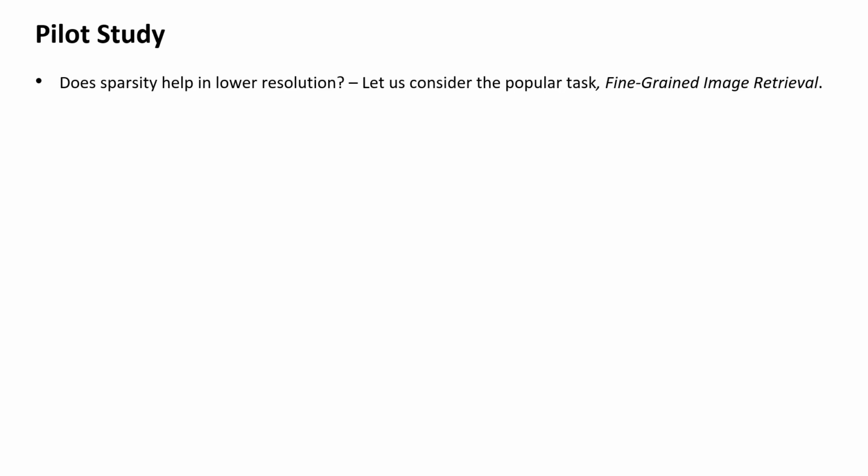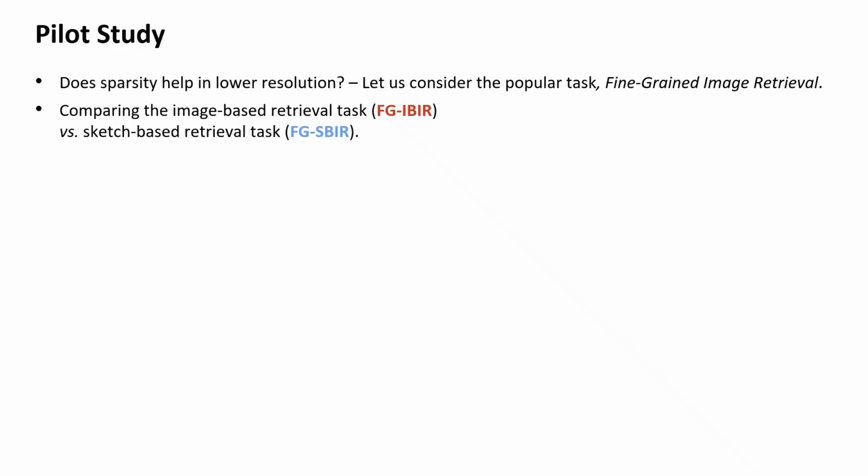Before going to our architecture, let us take a look into a pilot study to verify our intuition. We try to investigate the information loss when scaling sketch image resolution, considering the fine-grained image retrieval task. In particular, we asked whether the sparse nature of sketches helps in retaining information contained in the sketch when decreasing the resolution. Comparing fine-grained image-based image retrieval, or FGIBIR, and fine-grained sketch-based image retrieval, or FGSBIR, we observed the following.